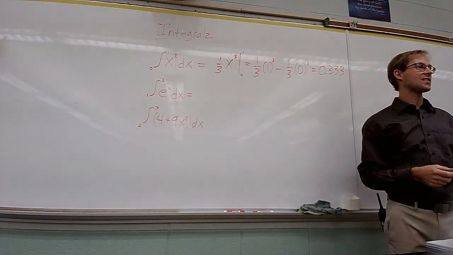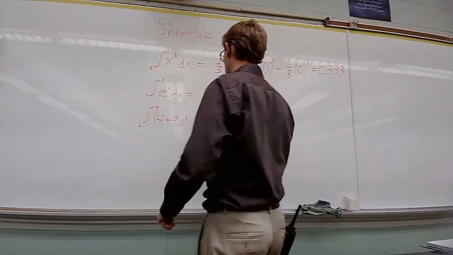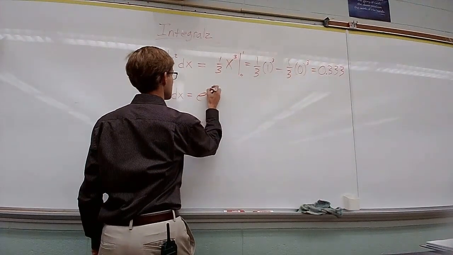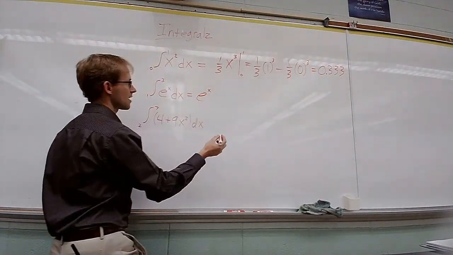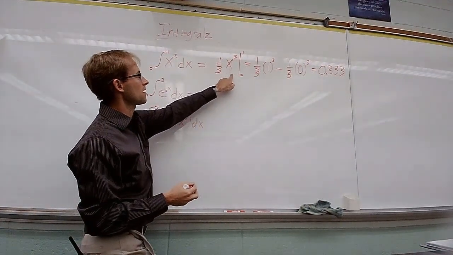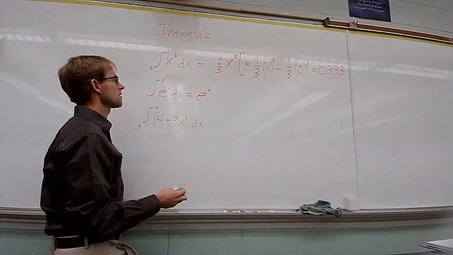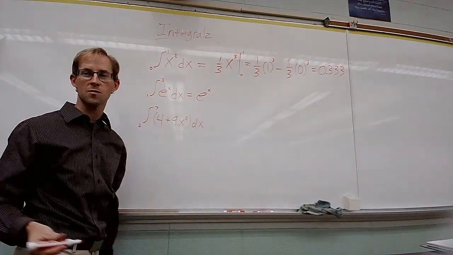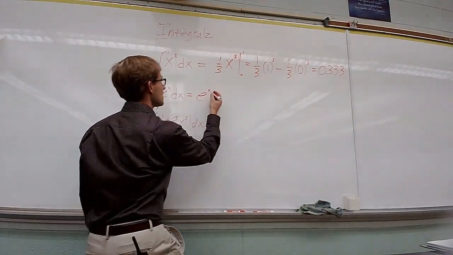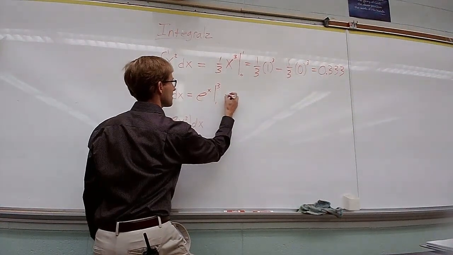So, our second integral is e to the x. This one should be nice and simple. It's equal to e to the x. The way that you would say this then is 1/3 x cubed evaluated from 0 to 1. That's how that would read when you're reading bedtime stories to your young siblings. So, this is evaluated from 1 to 3.